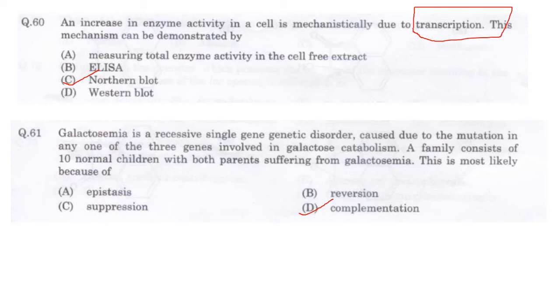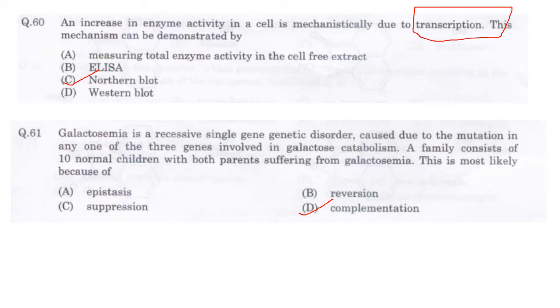ELISA, antigen antibody interaction, that also will not give you a proper answer. You can get it through Northern blot, since transcription is involved, that is mRNAs are formed. RNA hybridization can be done by Northern blot analysis. So option C is correct.